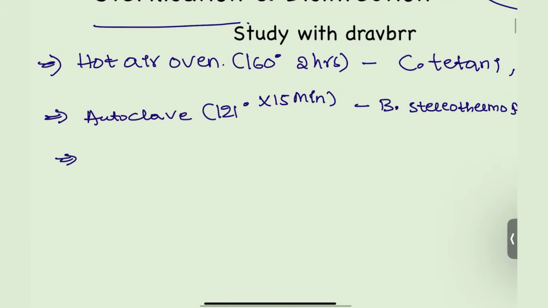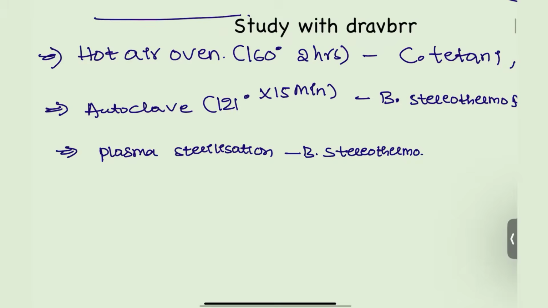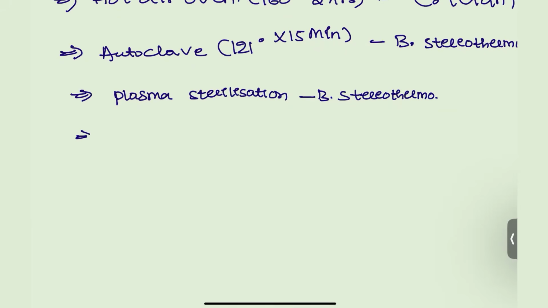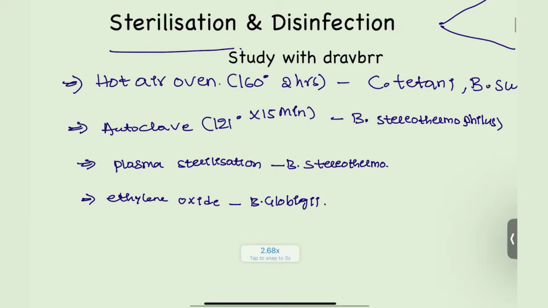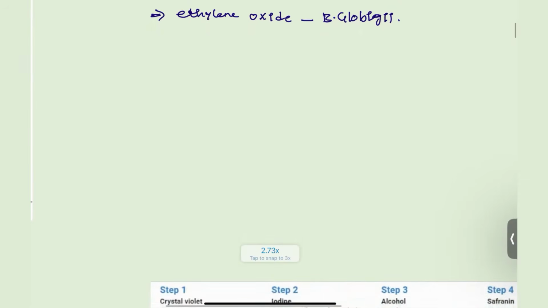Next, coming to the plasma sterilization. Same, this is also going to be Bacillus stearothermophilus. Okay, that is for the plasma sterilization. Next, ethylene oxide. This is going to have Bacillus globigii. Okay, these are the important things that you have to remember for sterilization and disinfection. Next also formaldehyde.